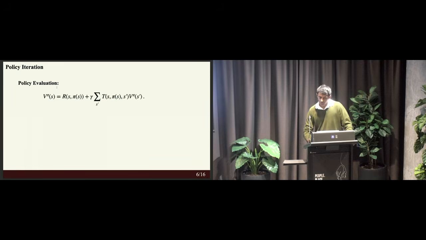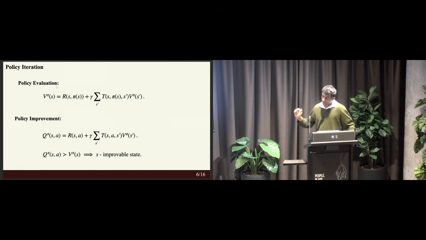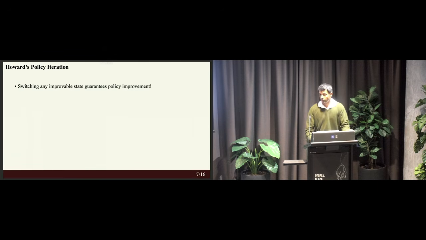The value of the policy can be computed using this linear set of equations, also known as the Bellman equations. And here we have the action value function, which also can be computed. When the action value at a particular state is higher than the value of the state, we call it an improvable state. If during iteration we switch any improvable state, it guarantees that we shall go to a better policy, that is to say a policy with a higher value.